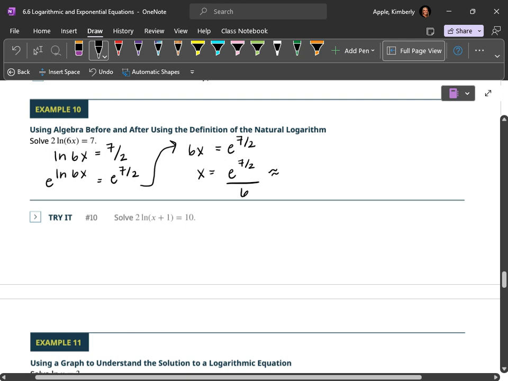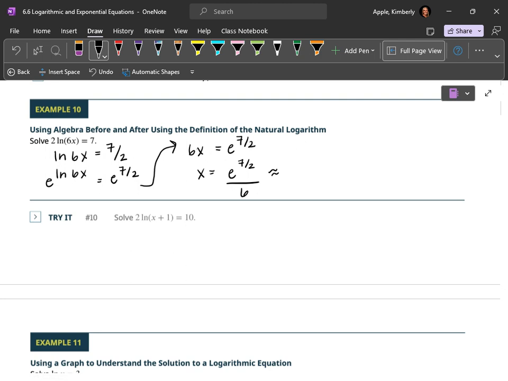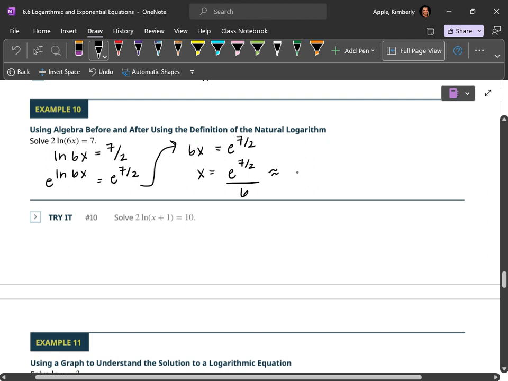I don't know, let's see, haven't calculated that yet. So use my e button on the calculator along with the fraction button, 7 over 2. And then divide the result by 6. I should have 5.519 as my approximated value. All right, so if you want to give this a try in number 10, I encourage you to do that.